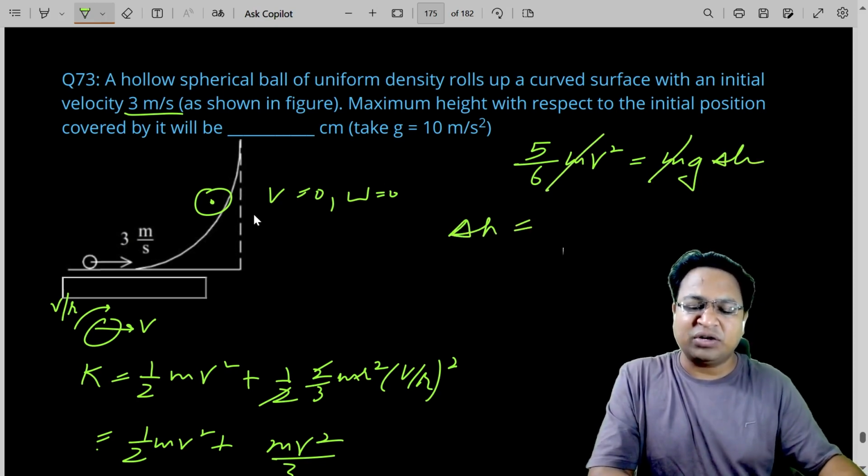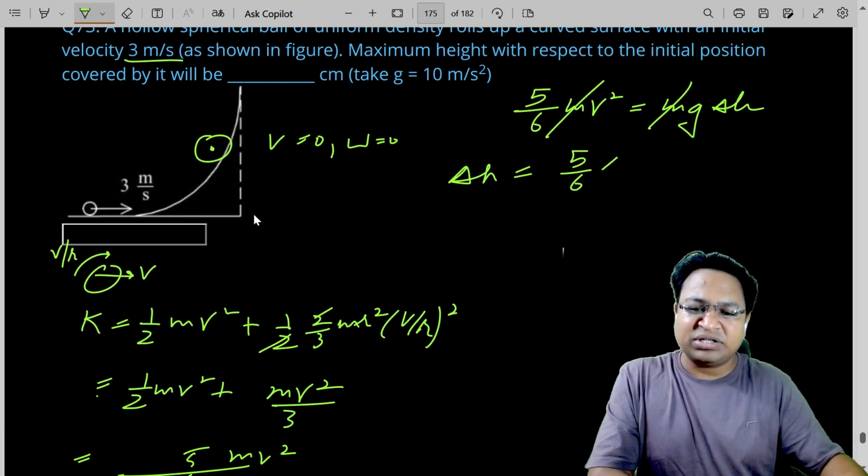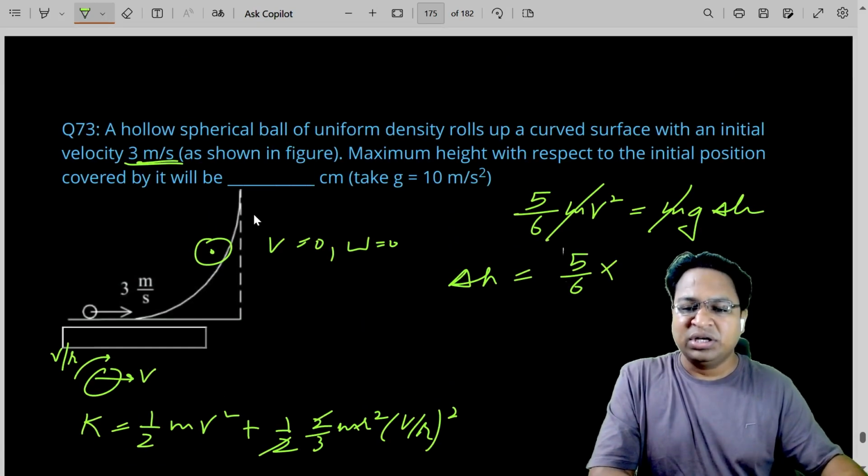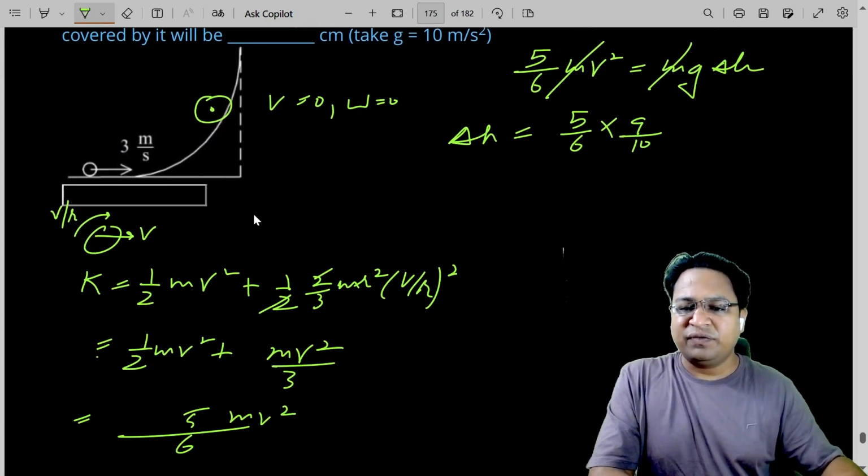So the delta h that we are looking for would be 5 by 6 into v square, divided by g. V is given to be 3, so that becomes 9 divided by g. G is given to be 10. So we now need to finish this calculation.